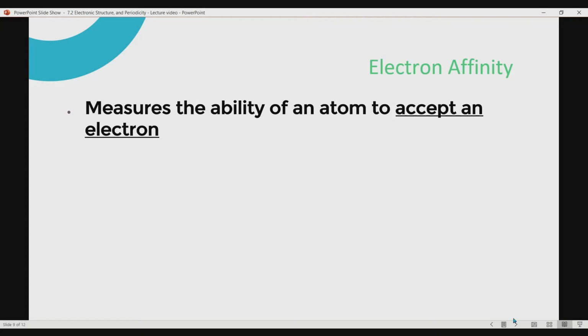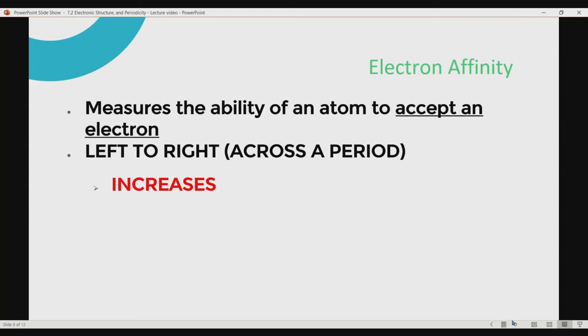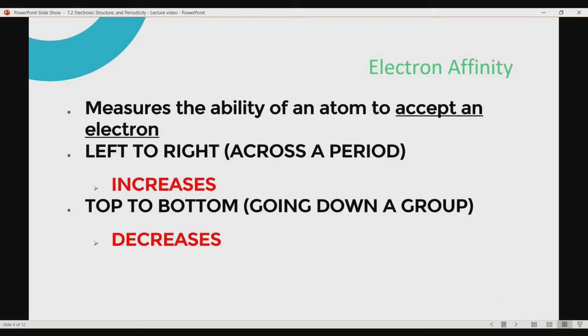Okay? Next one, let's talk about electron affinity. Now, when we say electron affinity, this is simply the measure, or it measures the ability of an atom to accept an electron. Again, keyword. Pag sinabing affinity or electron affinity, kakayanan na tumanggap. Ayan o, accept electron. Pagtanggap. The trend will be from left to right increasing, from top to bottom decreasing.